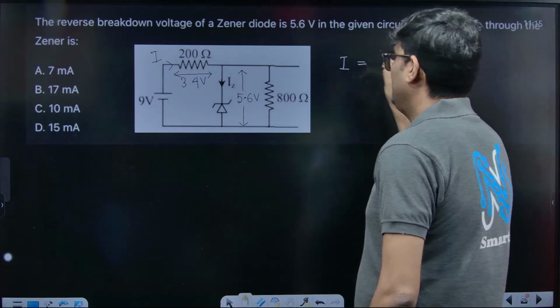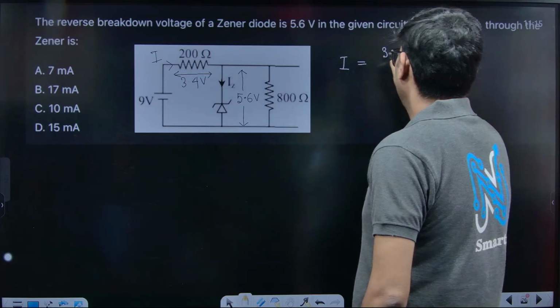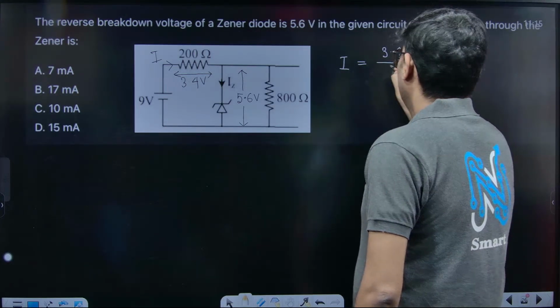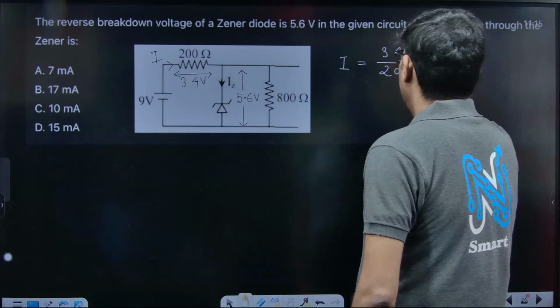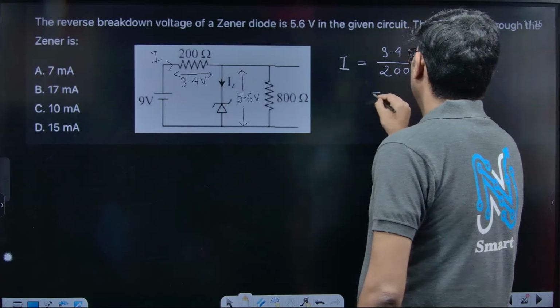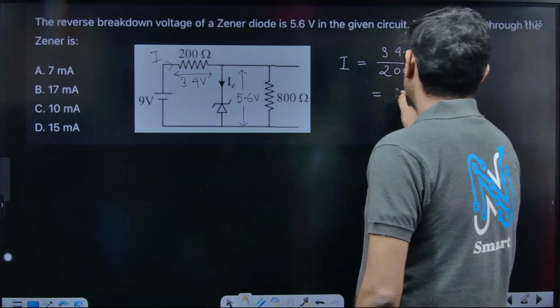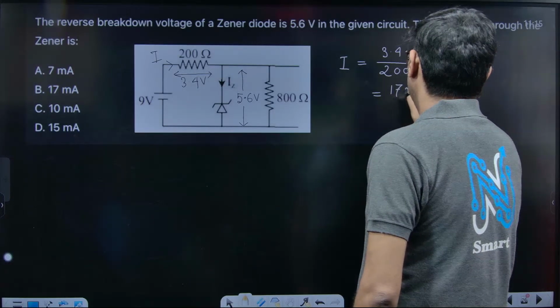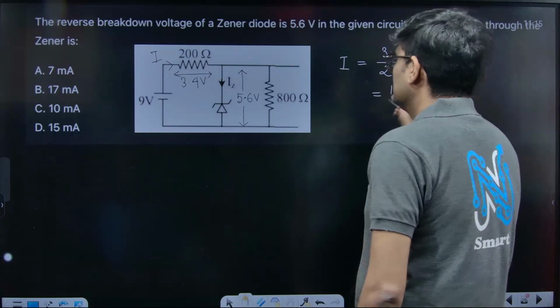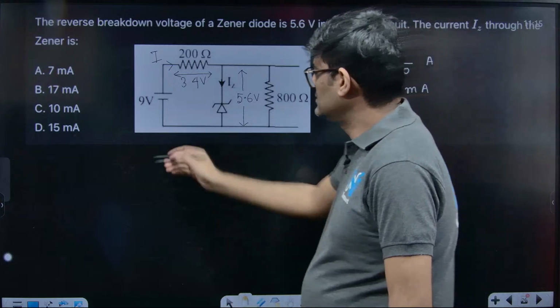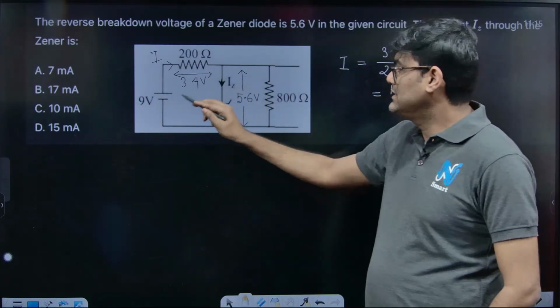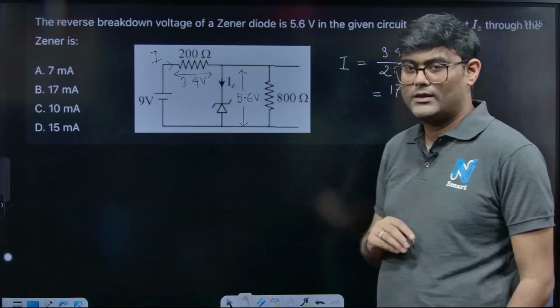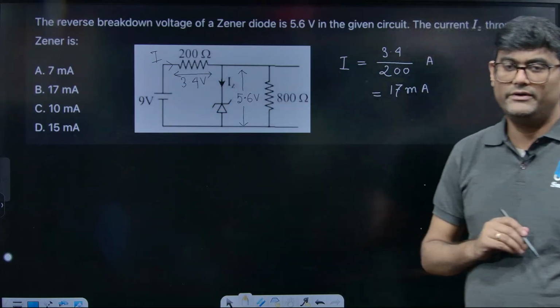The value of current I will be 3.4 divided by 200 ampere, right? So I think it is 17 milliampere. Okay, so 17 milliampere, although there is an option, it is not the correct one because 17 milliampere is the current through the battery, correct? 17 milliampere.